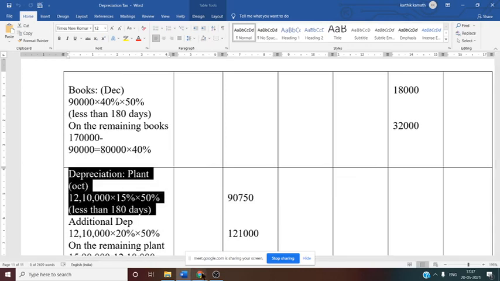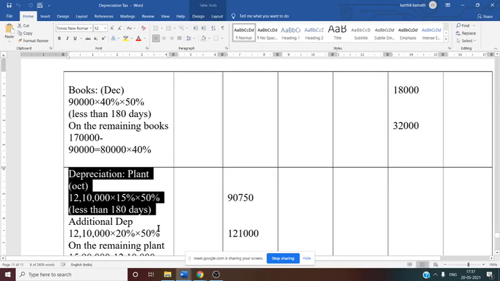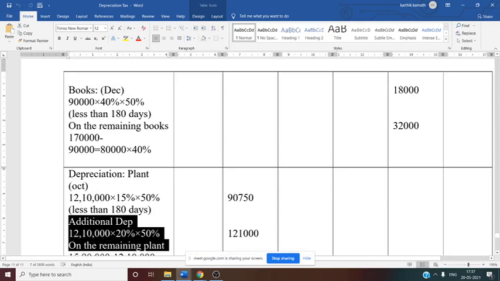Since it is a purchase made after 2005-06, we need to charge additional depreciation. The plant is used for manufacturing purpose, and additional depreciation is available only for manufacturing purpose, especially for plant and machinery. Here the additional depreciation rate is 20%. So additional depreciation is 12,10,000 into 20% into 50%. Why into 50%? We are giving additional depreciation on the purchase of the plant in the relevant previous year. Since the purchase of the plant is less than 180 days, we need to give half of the additional depreciation.